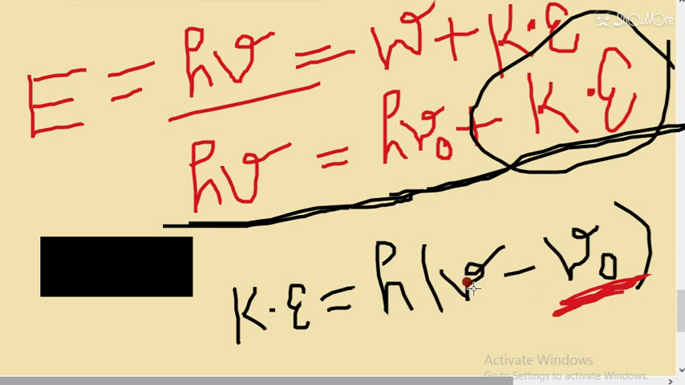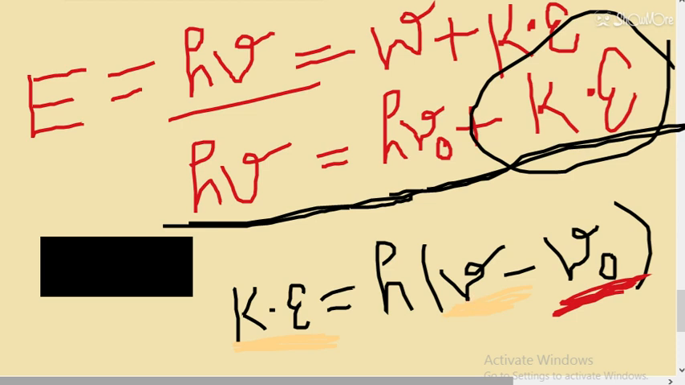That means the more the value of incident frequency, the more will be the kinetic energy. Okay, so when will kinetic energy be more? When the incident radiation frequency is more. So the more the incident radiation frequency, the more the kinetic energy.